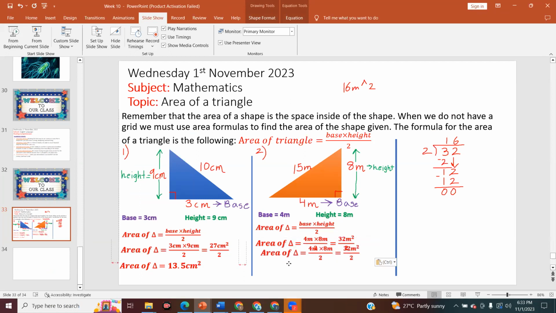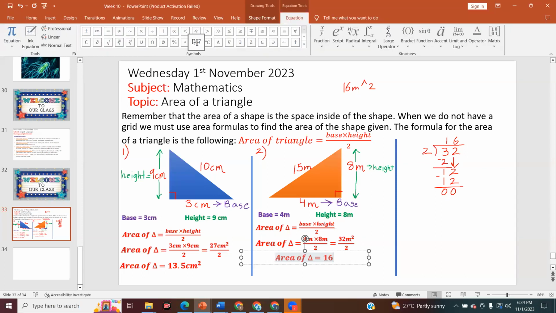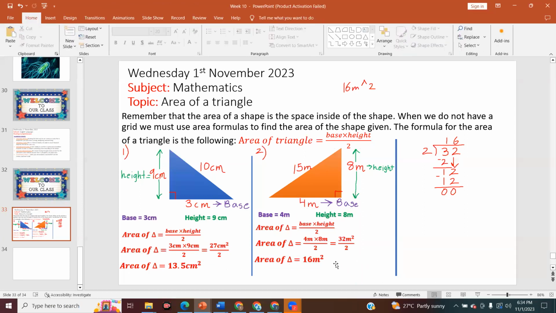So now the answer is 16 meters squared. We got 16 meters squared because we divided 32 by 2.